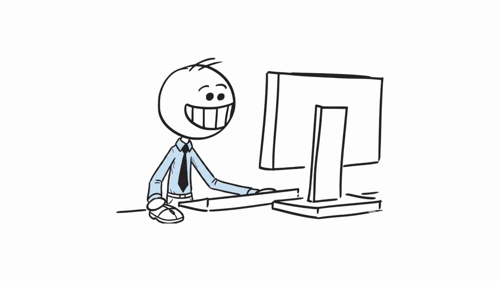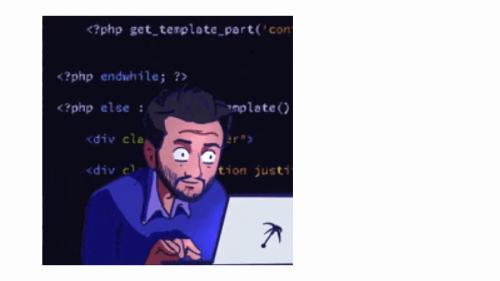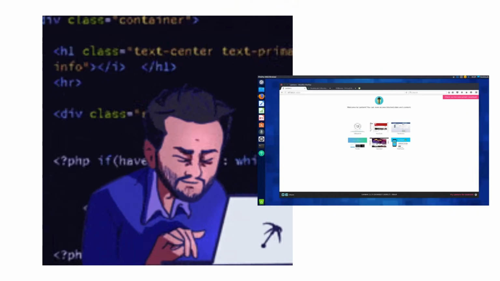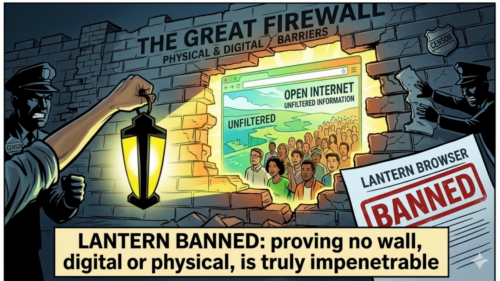If you are using Lantern, you aren't just browsing, you are part of a global resistance network. The code is constantly being rewritten to stay one step ahead of the censors, making it a masterpiece of adaptive software. It is banned because it proves that no wall, digital or physical, is truly impenetrable.